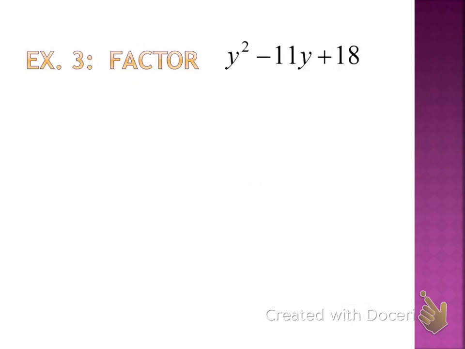What's different about number 3 from the first two problems? The middle term is negative. So this one's going to be just a little bit different. Our middle term is negative. So we'll have to think about this a little bit. We're still looking for factors of what? 18. Factors of 18. So let's start with that.